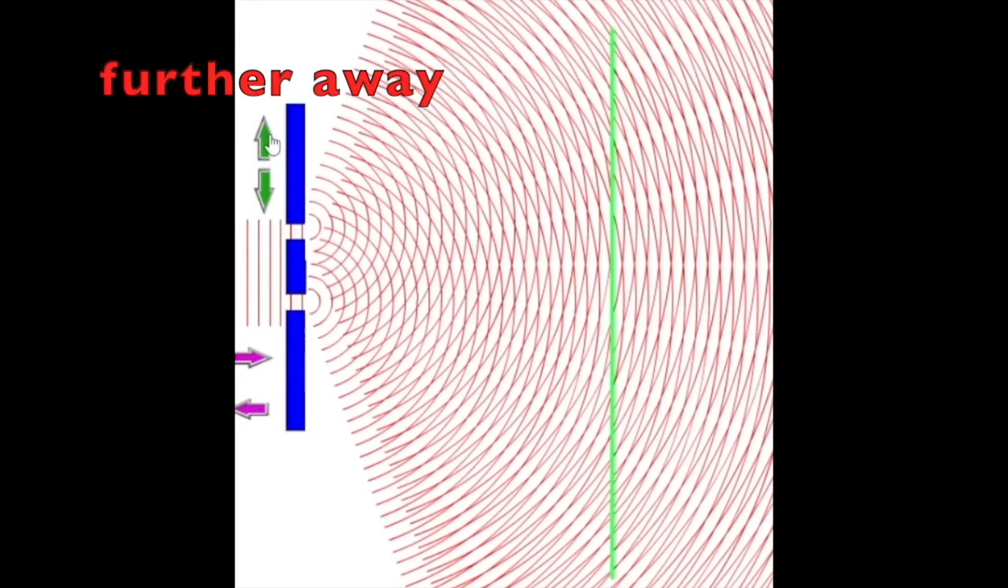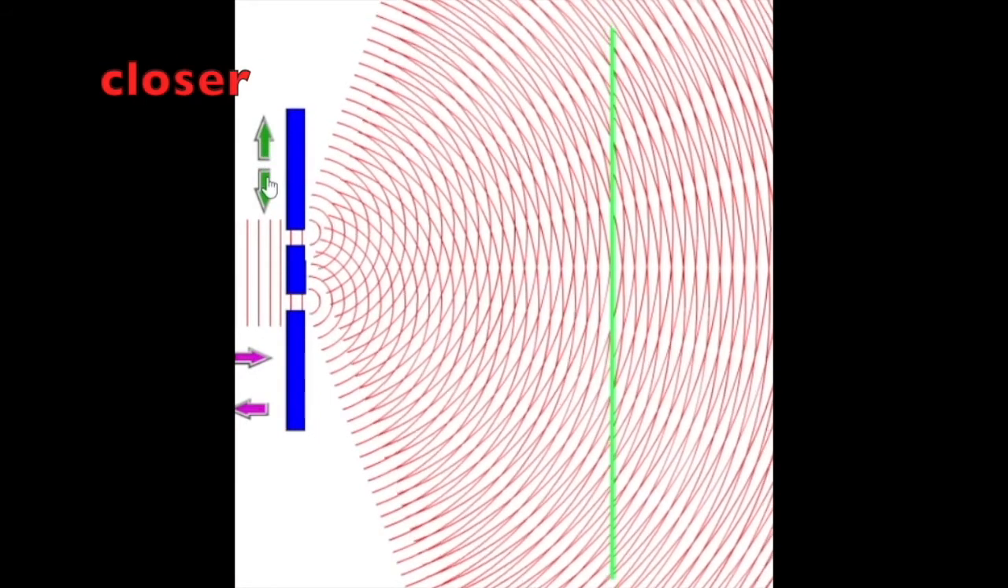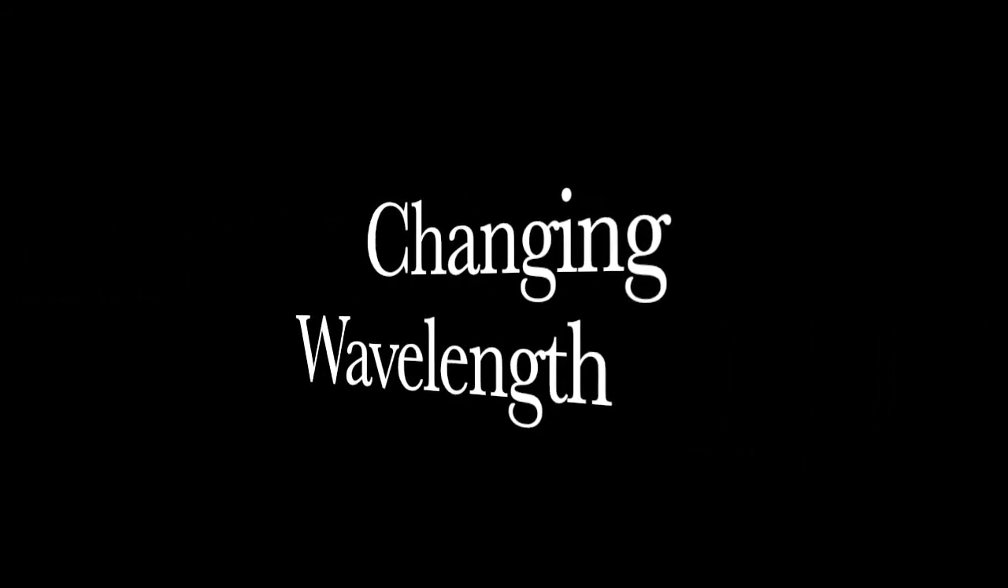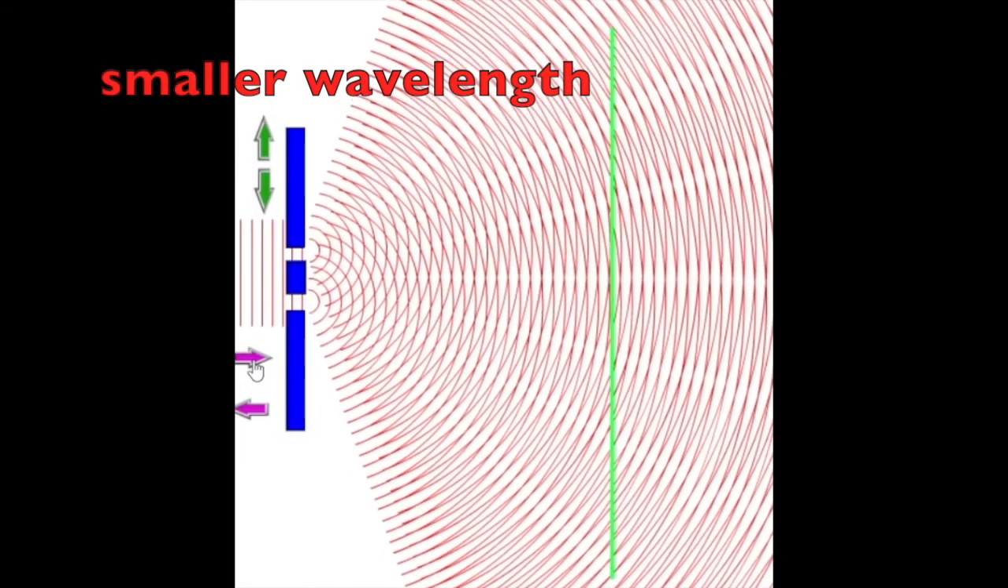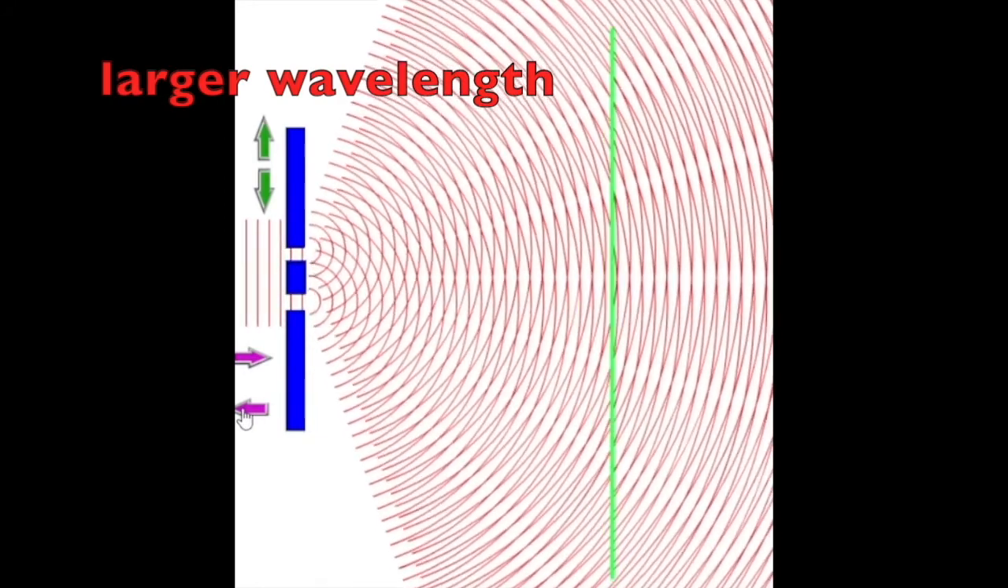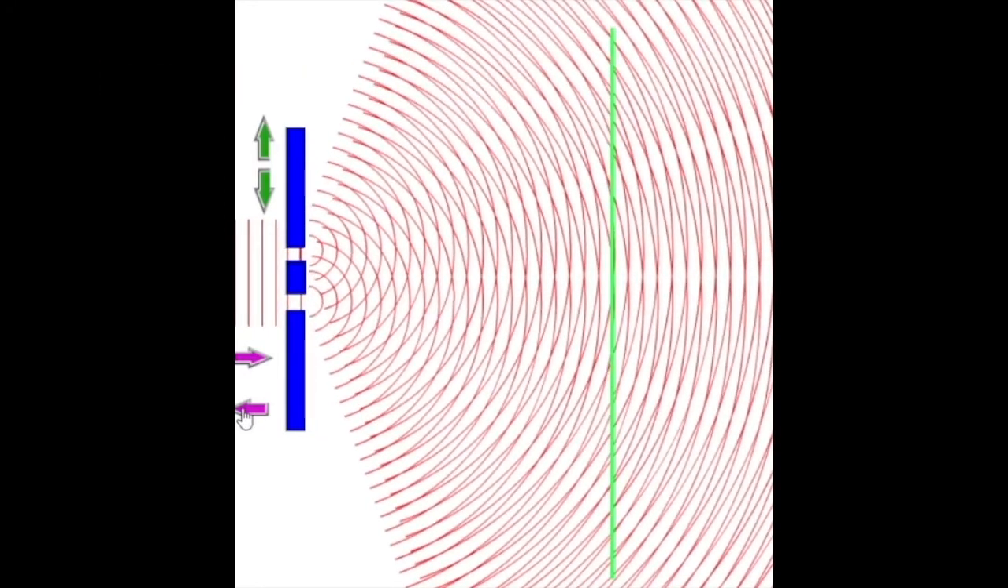Taking a look at the effect of slit separation. Further slits cause closer fringes, and closer slits cause further fringes. Looking at the effect of wavelength, a smaller wavelength causes closer fringes, and a larger wavelength causes further fringes. Lastly, listen to the interference with sound.